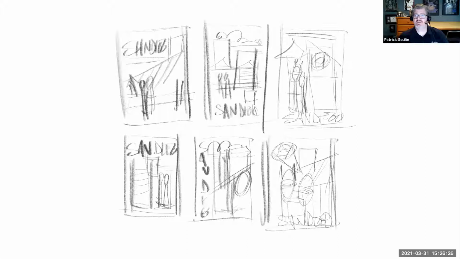So here you see some doodles done very quickly as I start to think about how I'm going to make this picture look.